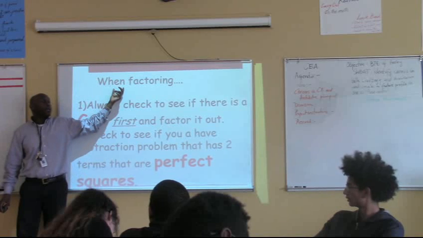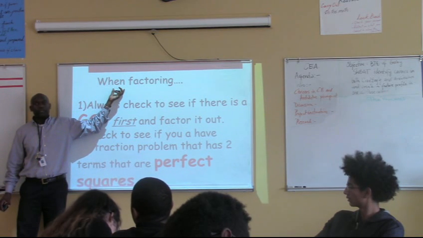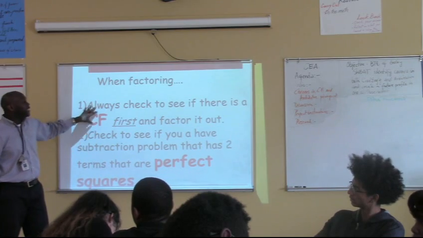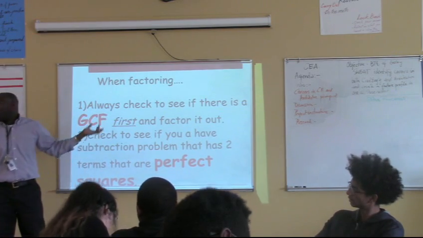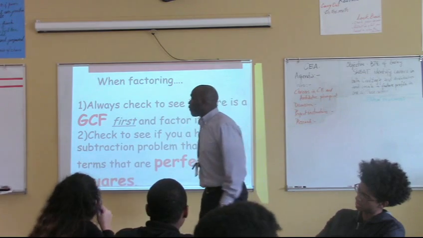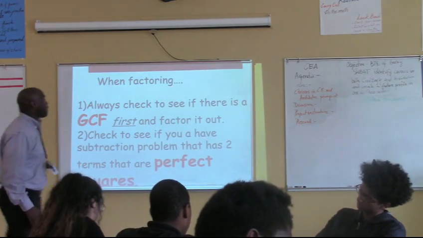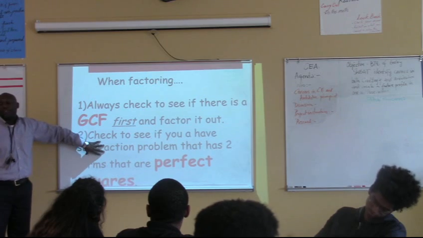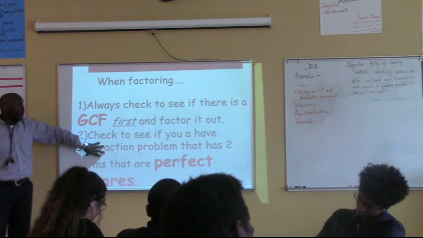Methods that we talked about on Tuesday. So we talked about the first thing that you always look for is GCF. We all know what GCF means? Greatest common factor. So that's the first thing that we check for. And then once we checked our greatest common factor, the next one that we talked about was difference of squares.